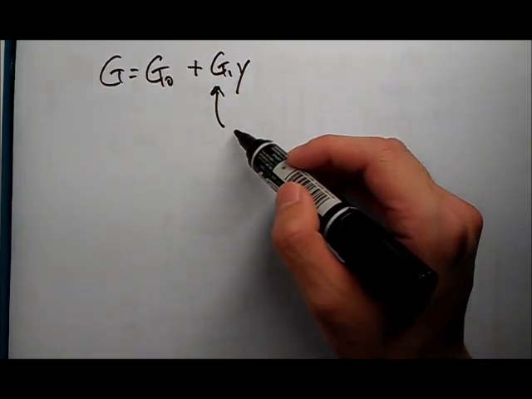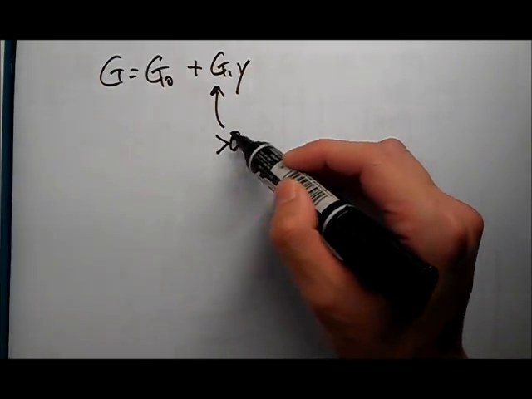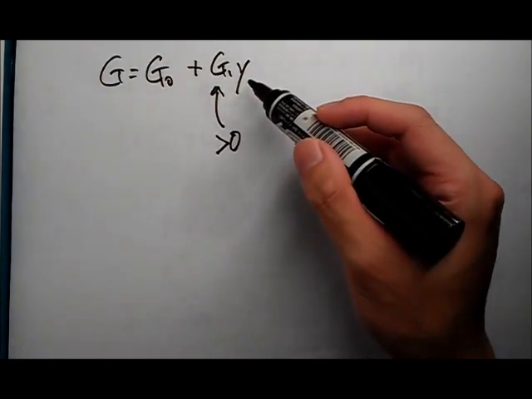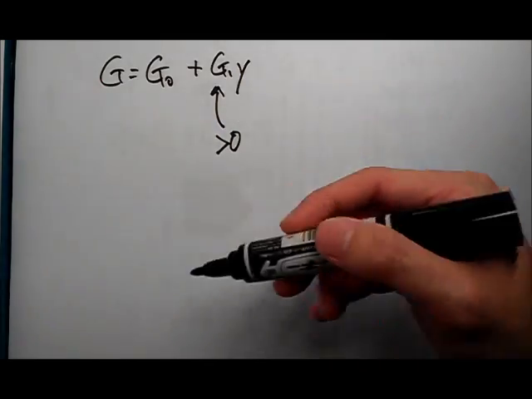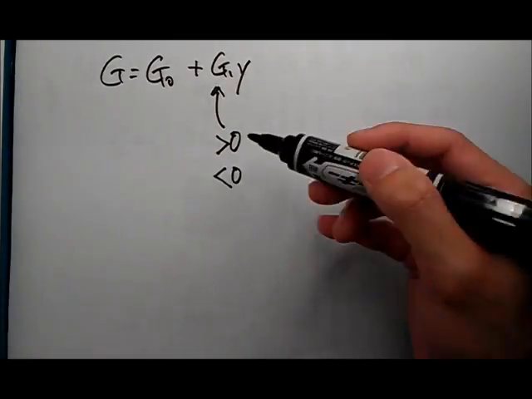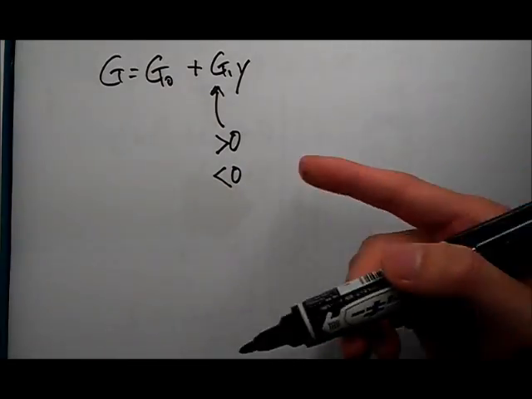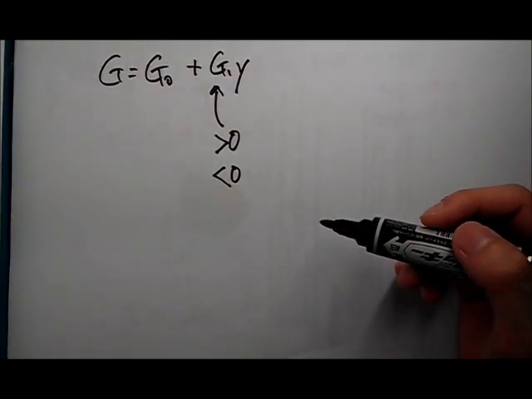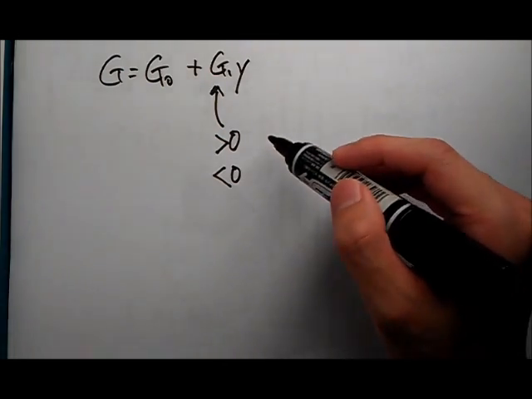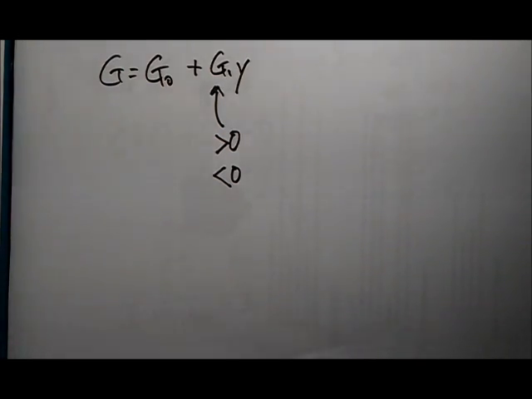If this is a positive number, it basically means that when the economy is doing well, the government will spend more, and if it's a negative number, it goes the other way around. So the better the economy is, the lesser they are going to spend. Now we're going to talk about the open economy part.